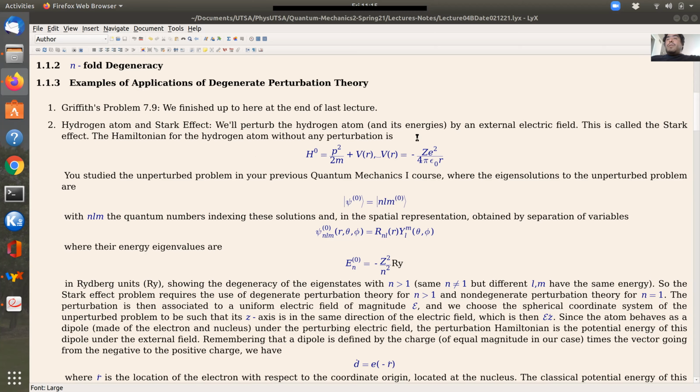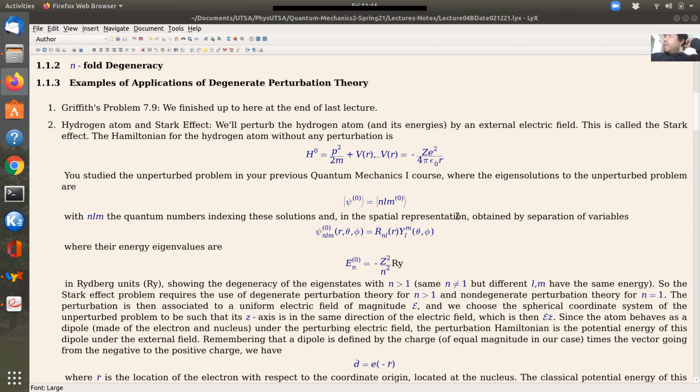And without any perturbation, we have our old friend, which is basically the Bohr Hamiltonian, where we have the kinetic energy and the potential, which is the atomic potential. So you have the dependence of 1 over r with a minus sign and some constants. And again, you studied this in your previous quantum mechanics course, and the moral of that story was that you knew that the eigensolutions were identified by quantum numbers n, l, m. The n represents the energy, l and m are related to the angular momentum. Basically, they index the solutions.